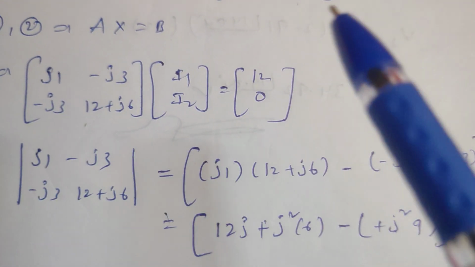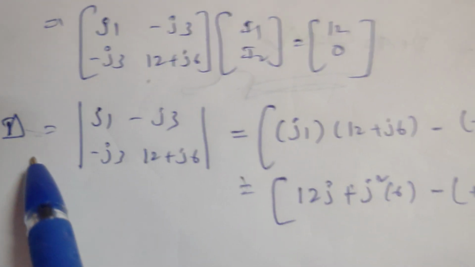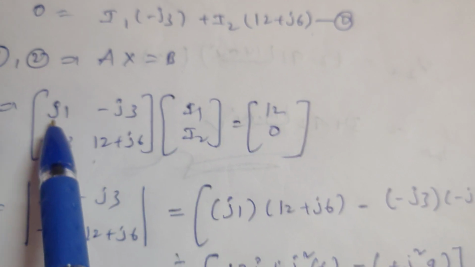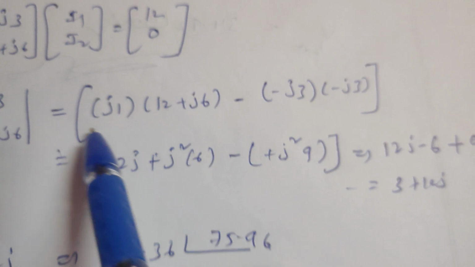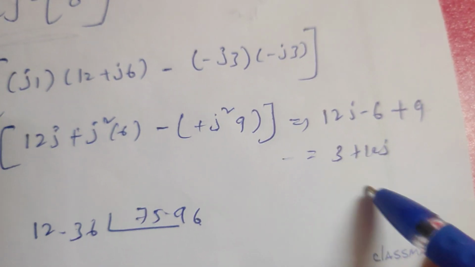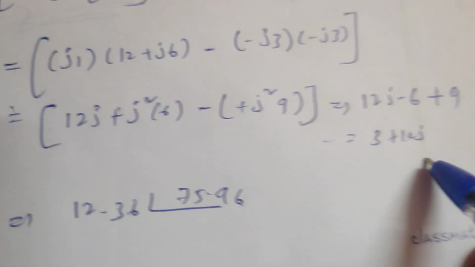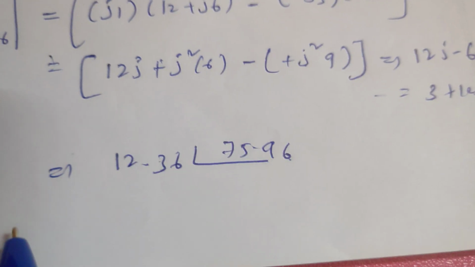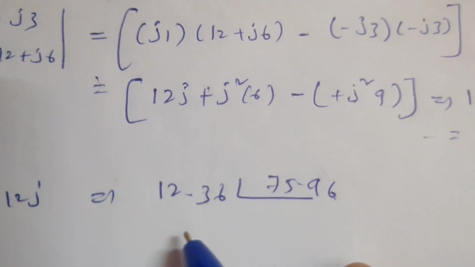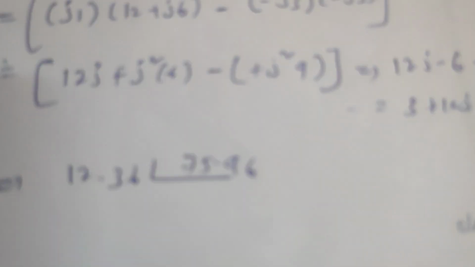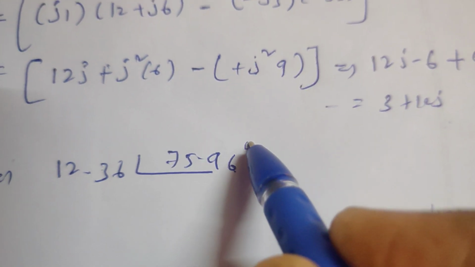To find the currents I1 and I2, first of all we have to take the determinant. The determinant is simply j1 minus j3 of minus j3 into 12 plus j6. By simplifying it, you will get a value of 3 plus 12j, which is in rectangular form. Now you have to convert this value into polar form, and you will get 12.36 at an angle of 75.96 degrees.